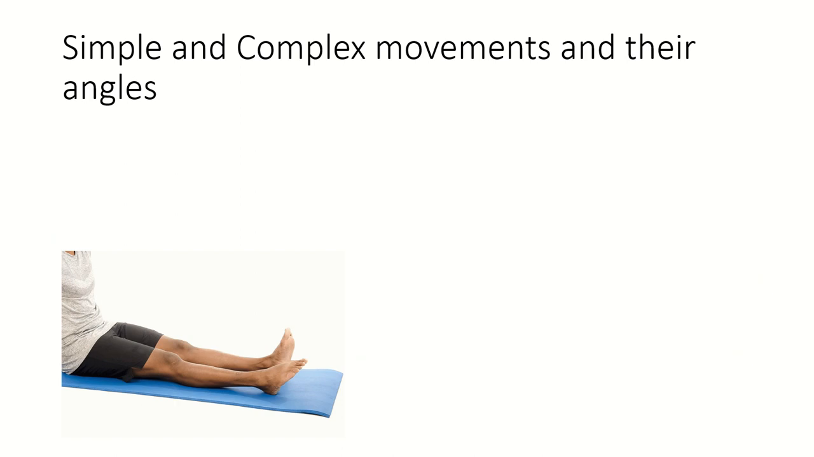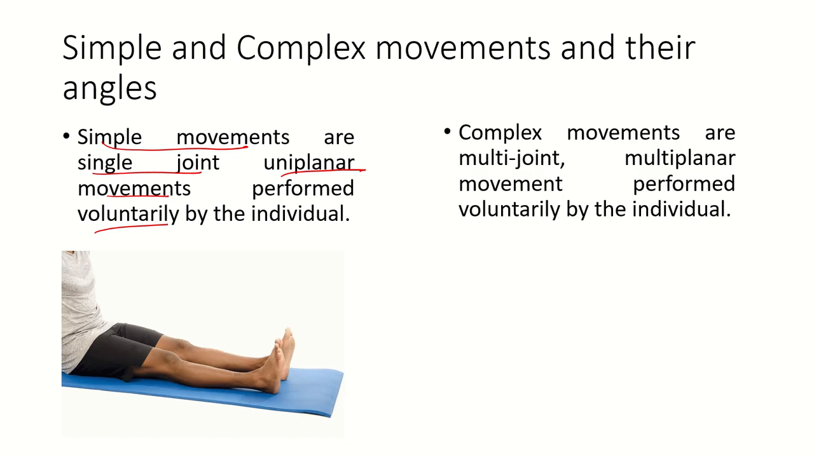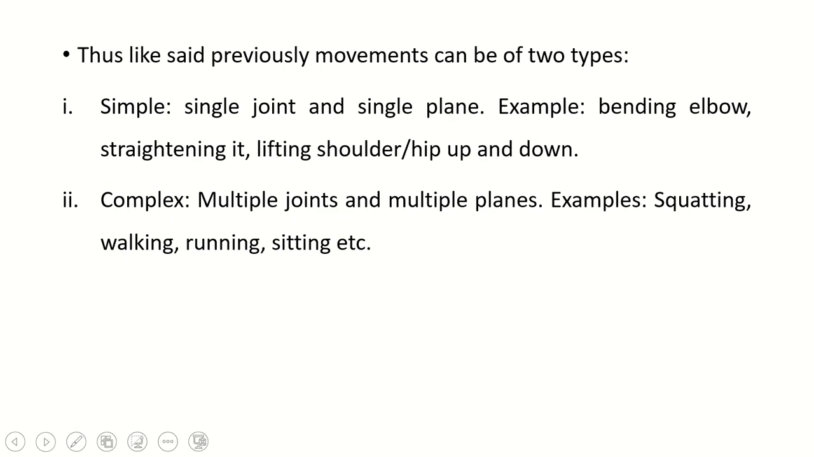Now consider an example of simple movement. You can see in the video that a person is just trying to move only one joint. So simple movements are single joint, single plane or uniplanar, voluntarily performed. That is the meaning of simple movement. Complex movement is nothing but exactly opposite. So complex movements are multiple joint, multiple plane, but done voluntarily. For example, throwing a ball. We just now learned that.